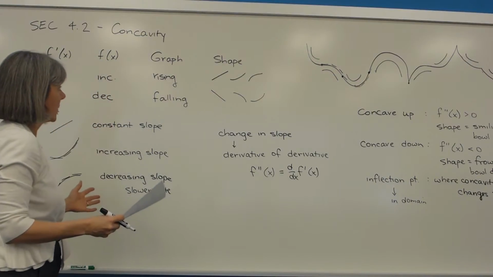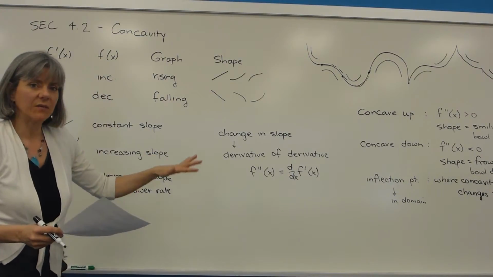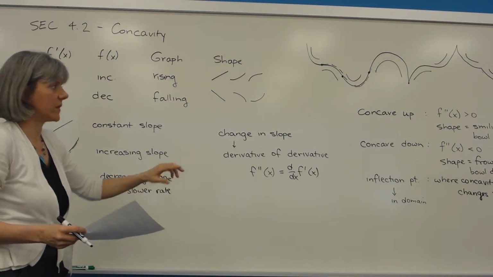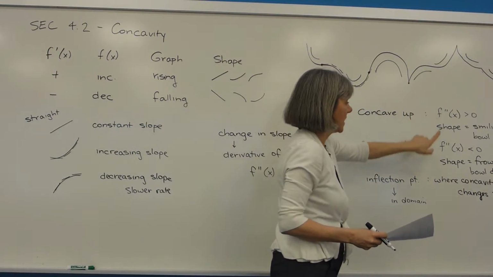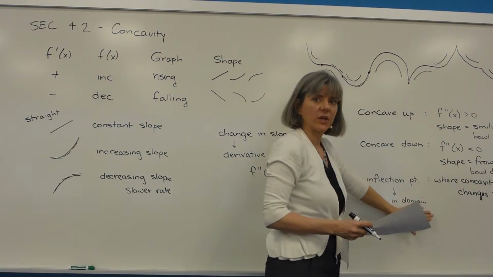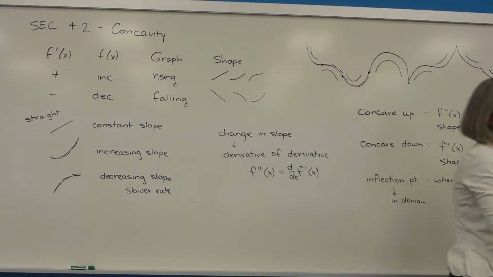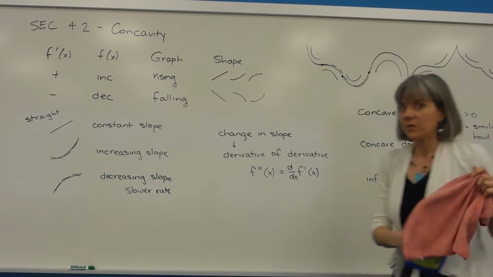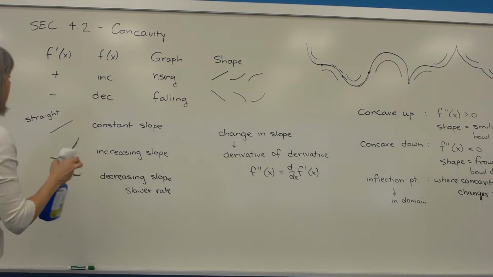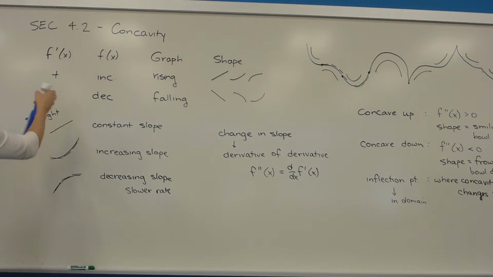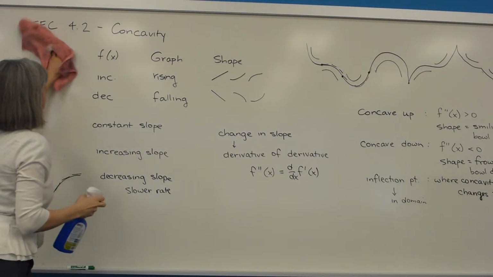Okay, so this may start to sound very similar to what we did with first derivatives. We're looking at where things are positive, where things are negative, and where they change sign. And so you might expect that a sign chart would be useful, and you would be right. So I'm going to erase this, and we'll get set up to do some sign charts.